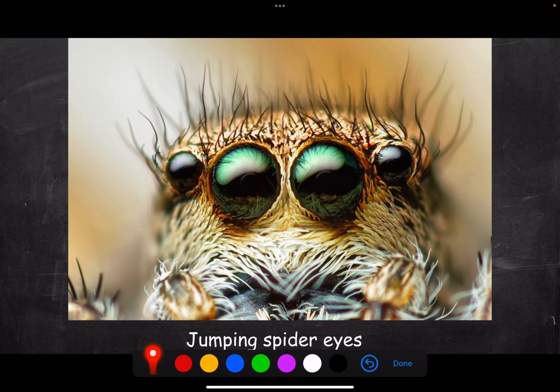Then we have the eyes of a jumping spider, also very pretty, almost very marble-like. You can actually see the reflection of its environment inside its eyeballs. You can see it's in a sort of grassy area over there. You see a stone. Anyway, you only see 4 eyes here, but most spiders have 8 eyes.